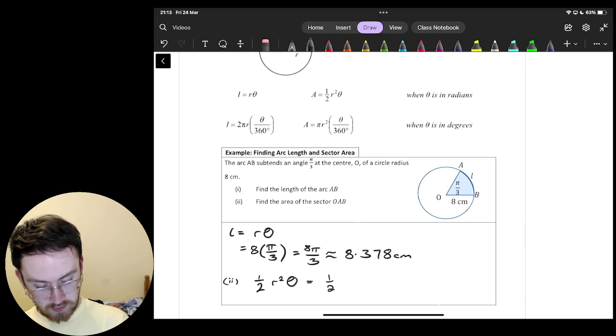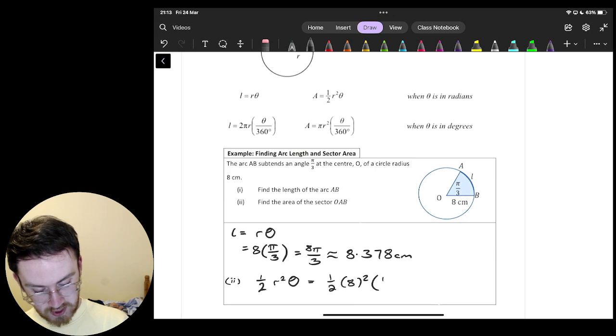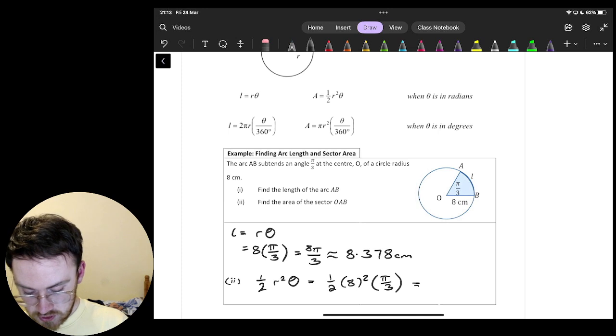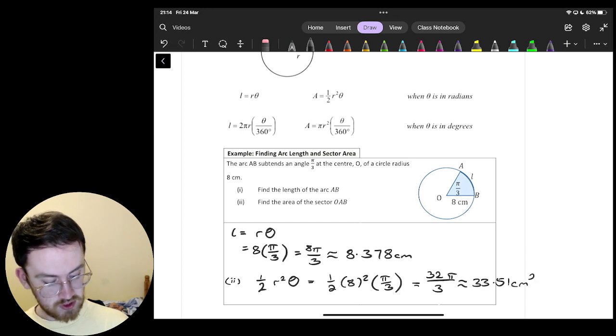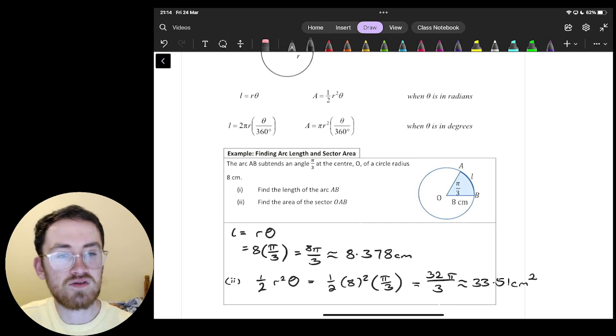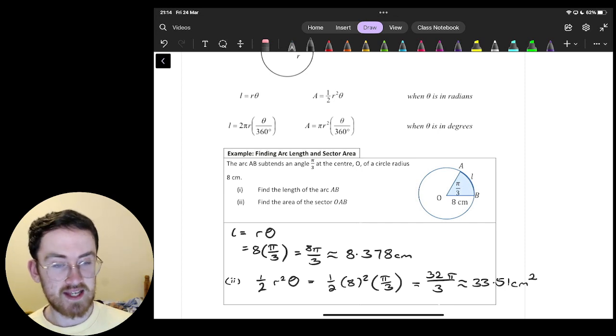So a half by 8 squared by theta, which is pi over 3. And following that through, 1 over 2 by 8 squared by pi over 3. And I get 32 pi over 3, which is equal to approximately 33.51 centimeters squared. So that gives me the area of the shaded blue part here, the sector that I have there.